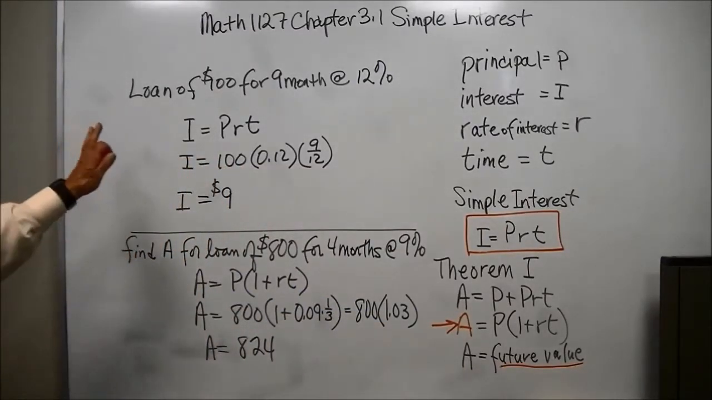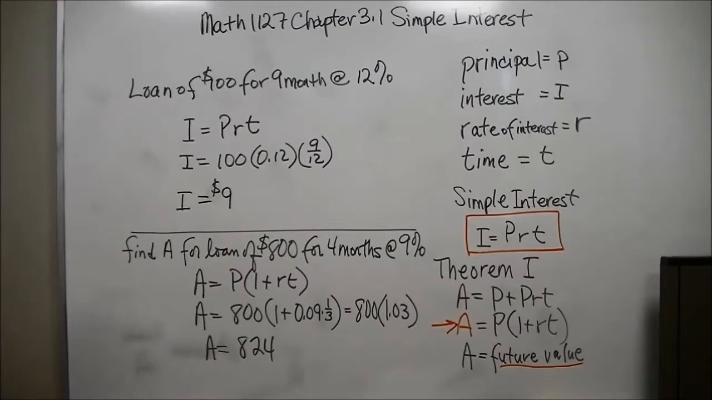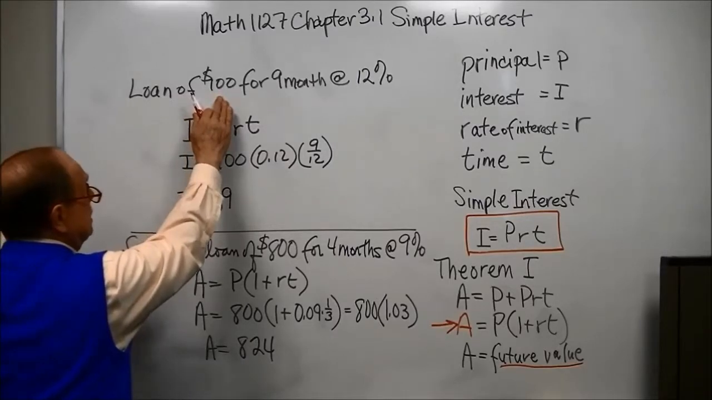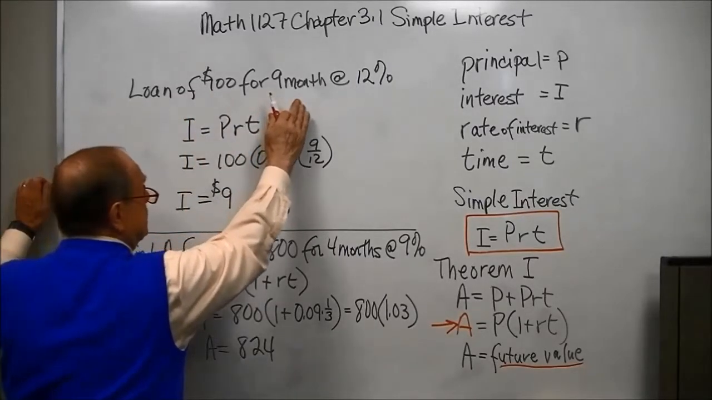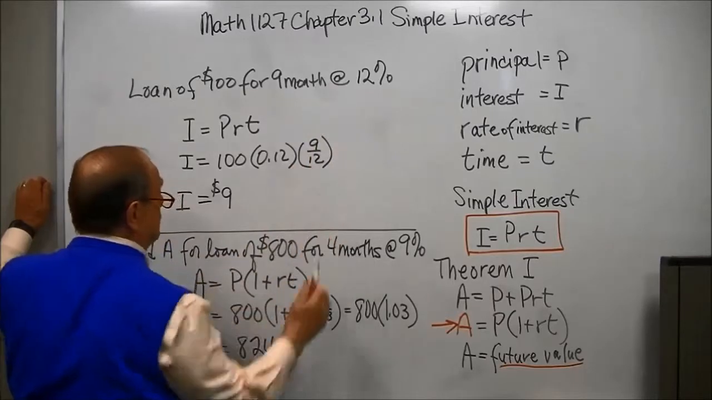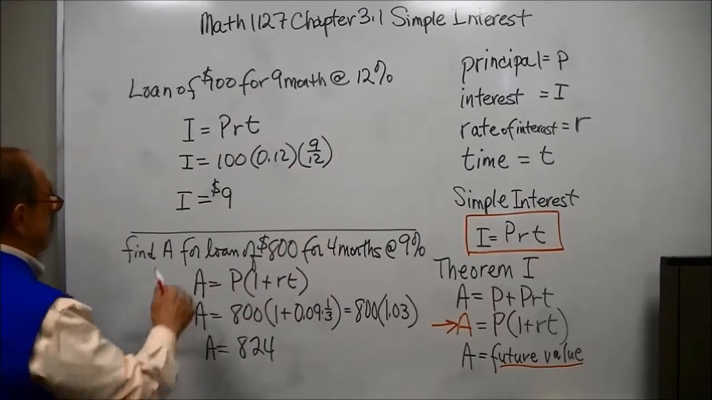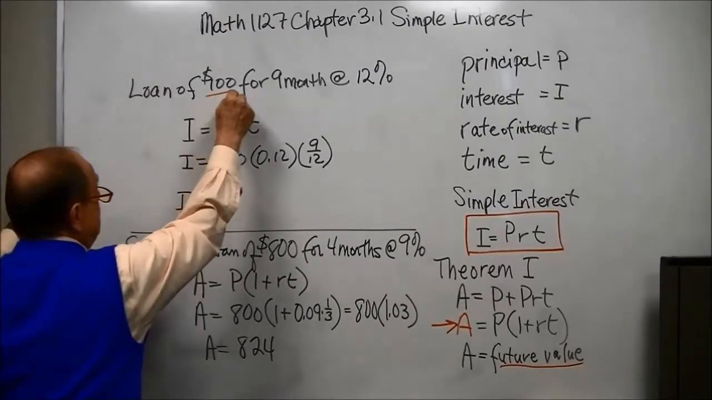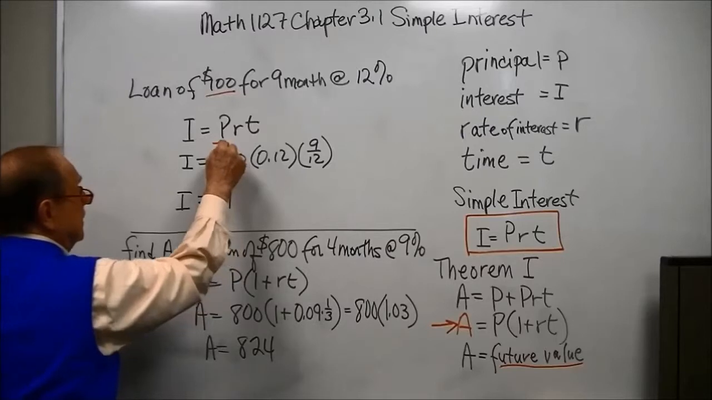Now I've set up an example for each one of these. For the simple interest, we're going to take out a loan of $100 for 9 months at an interest rate of 12%. We want to find out what would the interest be. Well, we don't know I, but we know P is 100.